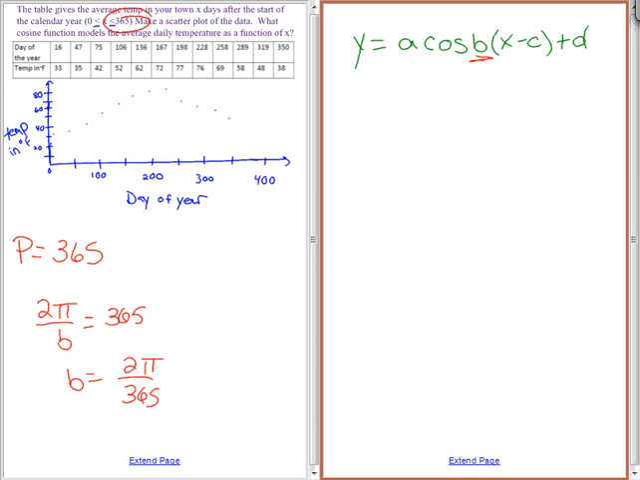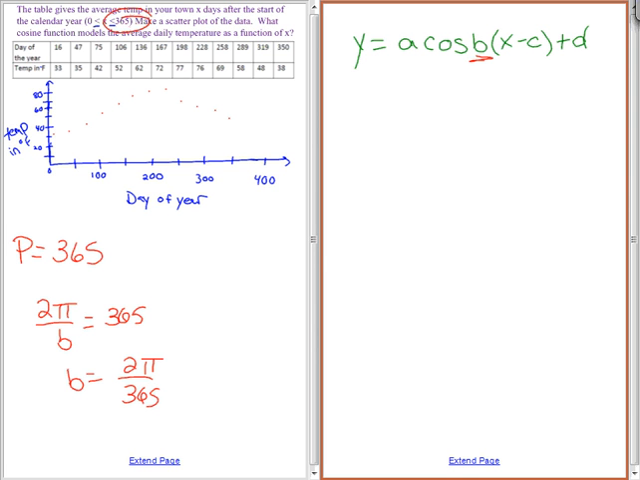Now I have to find where my midline is going to be. That midline is going to deal with how far up and down it's shifting. So that's your d value, which then also controls your a value. So if I want to find my vertical pieces, I'm going to have to find where that midline is. In order to find my midline, I have to find my max value and my min value, because that midline has to fall halfway between there.